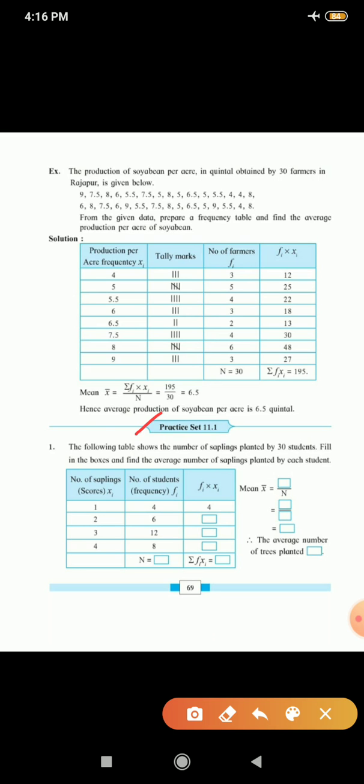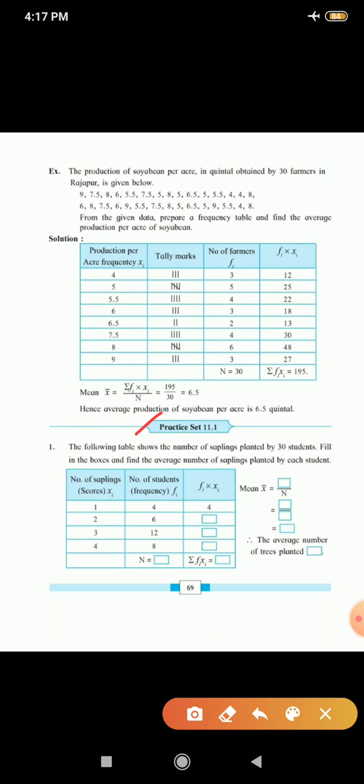So 4 1s are 4, 6 2s are 12 is the second blank. Third one is 12 3s are 36 and fourth one is 8 4s are 32. So summation Fi into xi is equal to, we add up all this, you get 80 there.